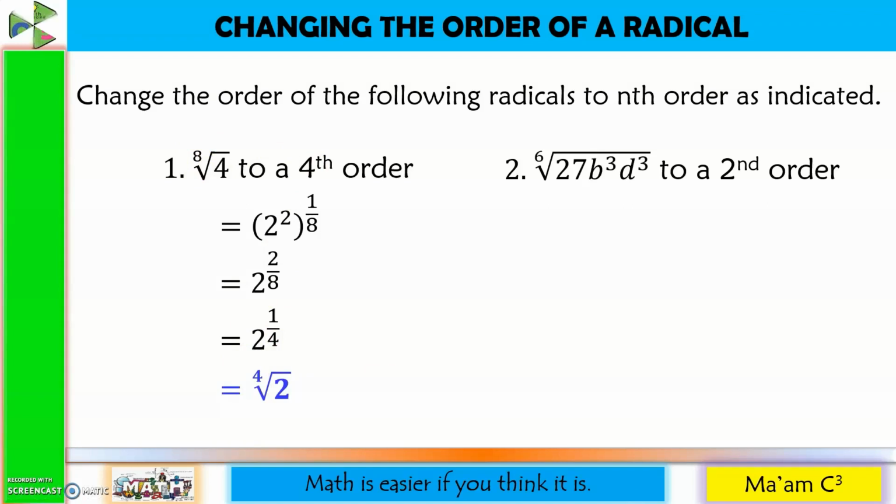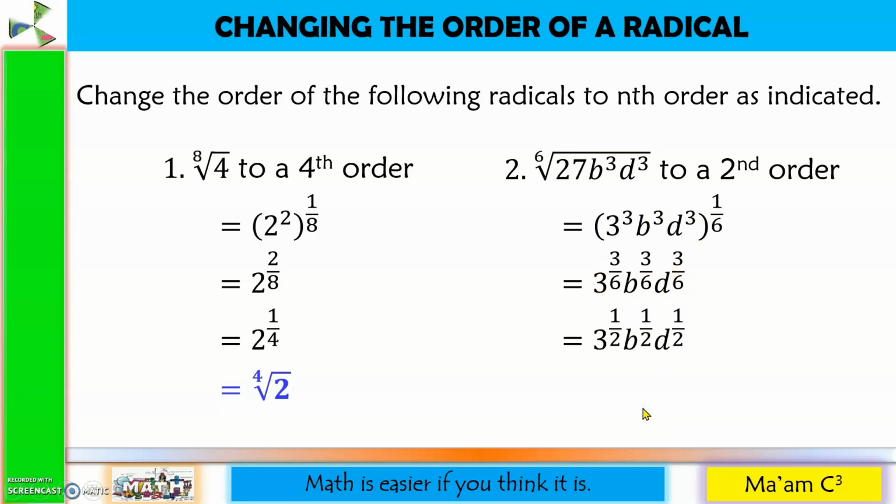Let's have another one. 6th root of 27, b cubed, d cubed to a 2nd order. So once again, we're going to convert this into exponential form. I'll express 27 as 3 cubed. Then I'll multiply the exponents. And then I'll express 3 over 6 in its lowest terms, which is 1/2. So this is 3 raised to 1/2, b raised to 1/2, d raised to 1/2. 2 now will become my new index. So this is a square root of 3bd. So from 6 to a 2nd order.